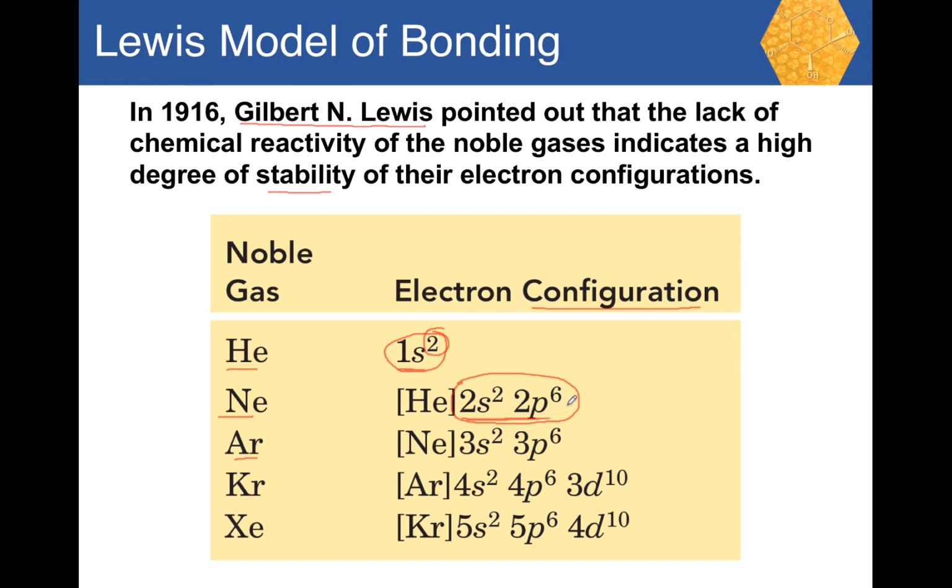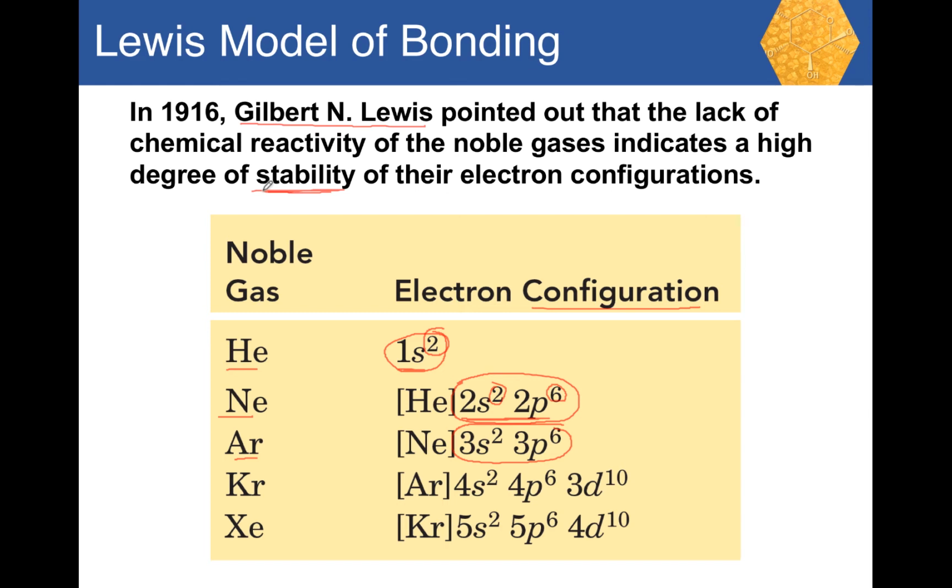Another observation is that these electrons here add up to 8. 6 and 2, 8. So now you can get an idea of where the octet rule is coming from. The outer shell contains 8 electrons, and that seems to correlate with the stability of atoms.